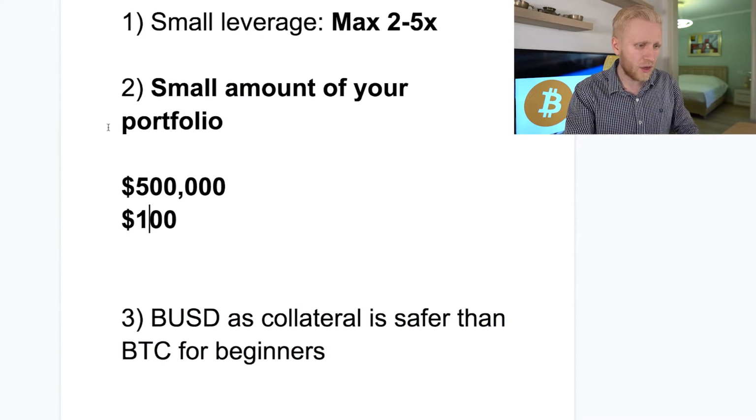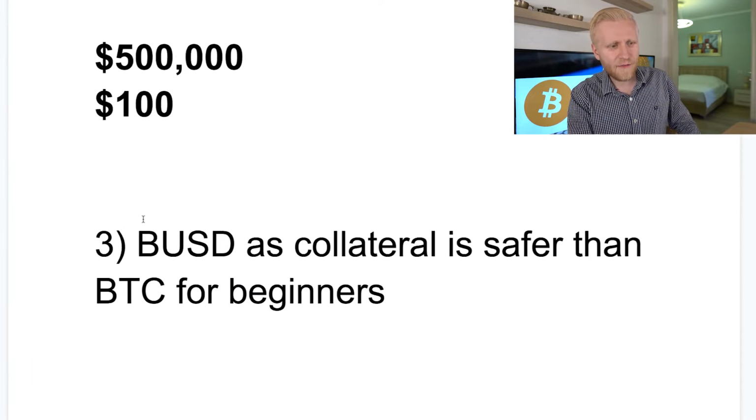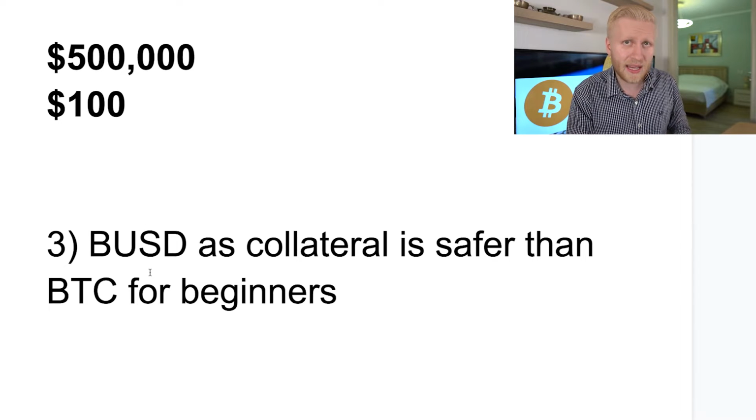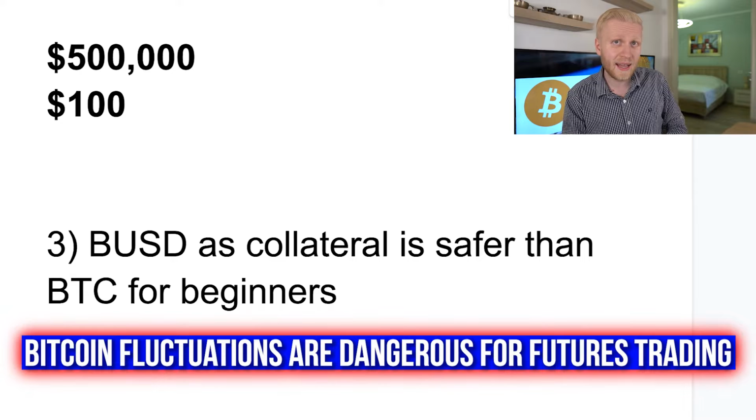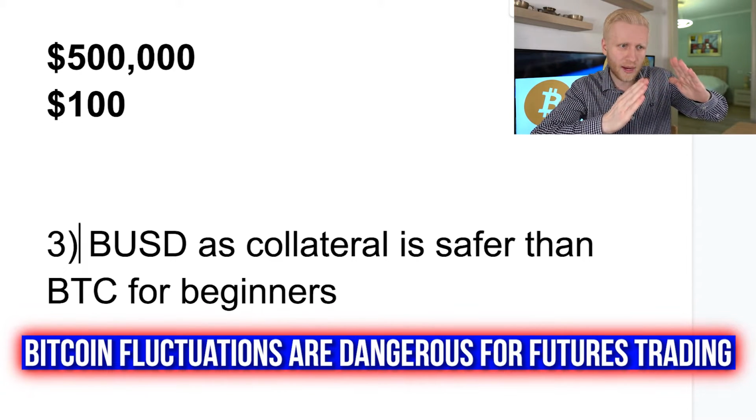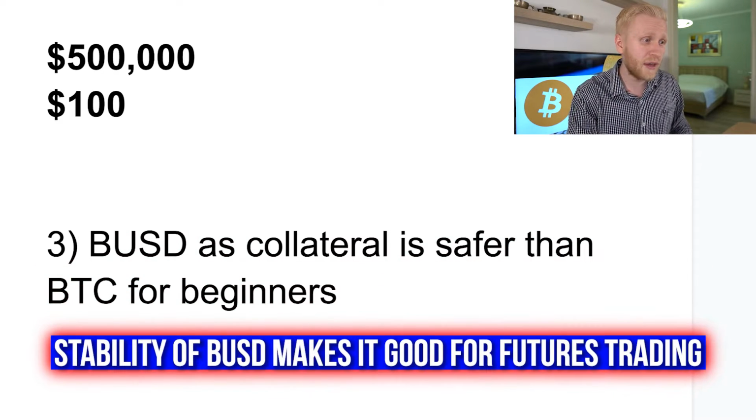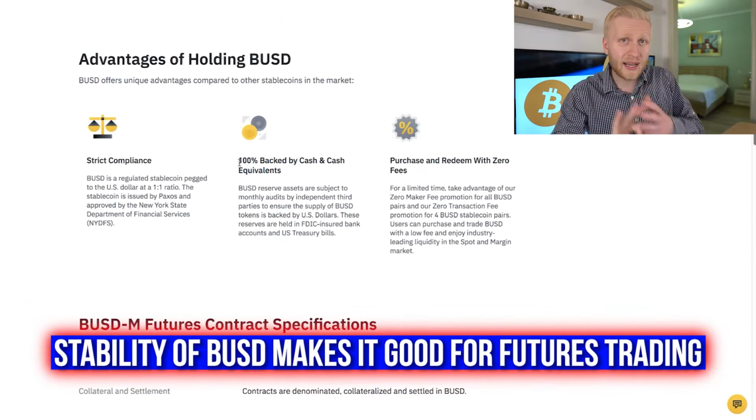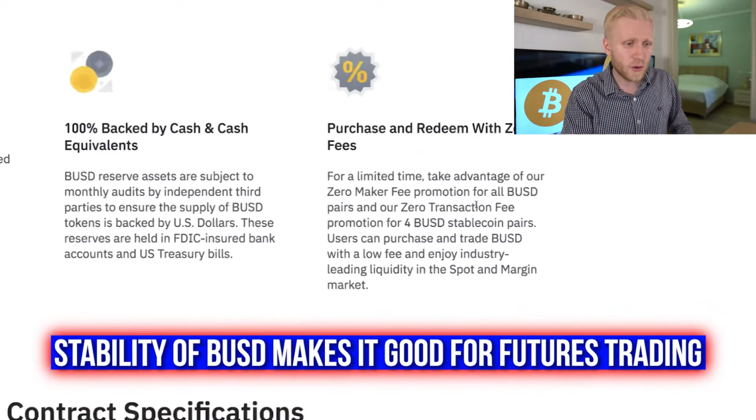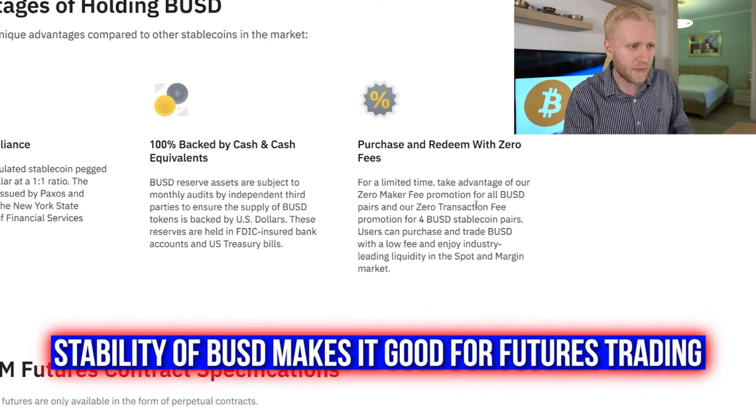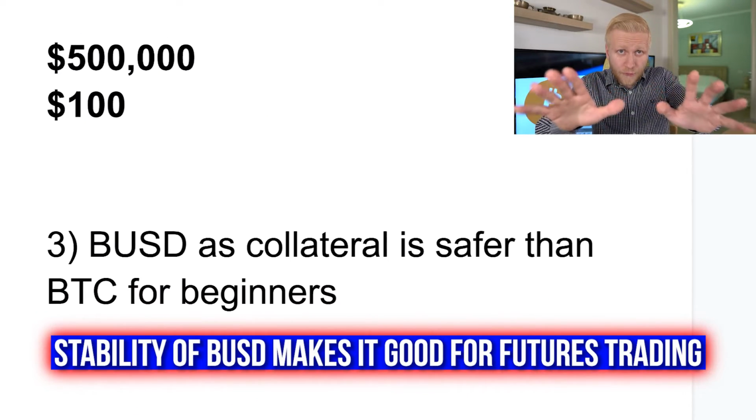And the third thing is that BUSD as a collateral is safer than BTC for beginners. That is what I explained, because if you are using BTC as collateral, the price of that may fluctuate. That being said, personally I prefer to use BTC as collateral, but you can decide yourself. If you are using BUSD, you can get these 3 benefits, and you can also get this discount and buy with 0 fees. So you have the freedom to choose.